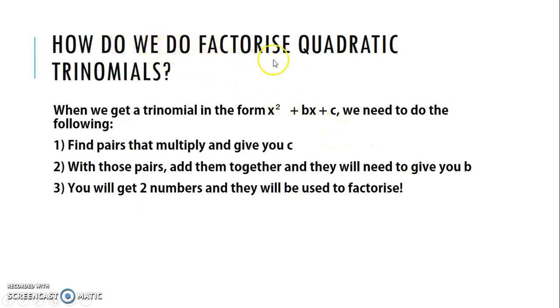How do we factorise quadratic trinomials? When we get a trinomial in the form of x squared plus bx plus c, we need to do the following. First, you're going to find pairs that multiply and give you c, which is the last number. Then, with those pairs of numbers, you add them together and see which one will give you the middle number, which is b in this case. And using the numbers in that specific pair, you're going to factorise, and I'll show you how.